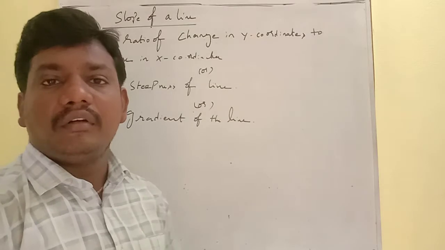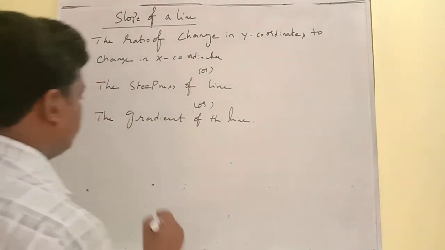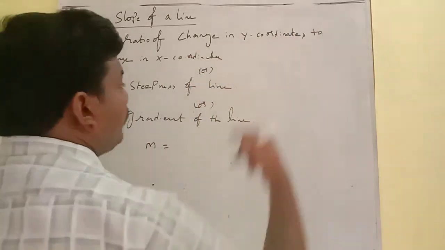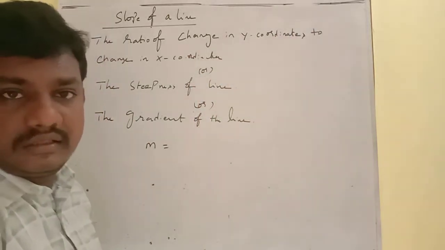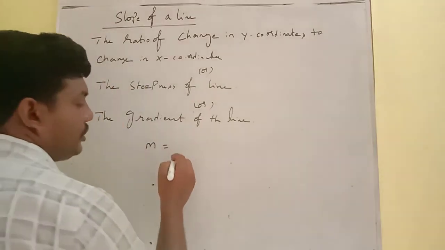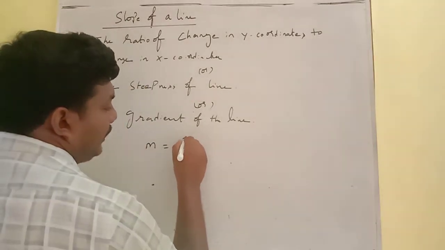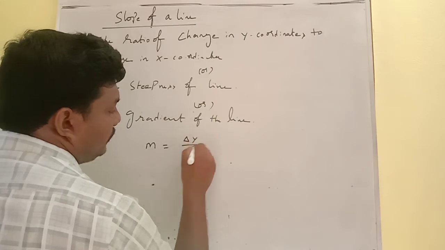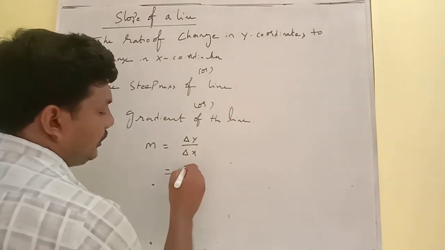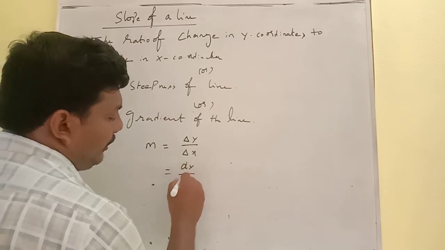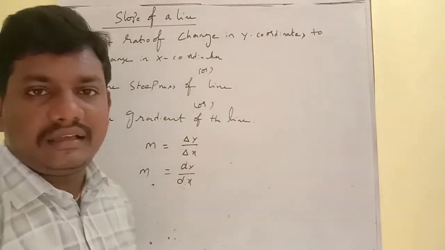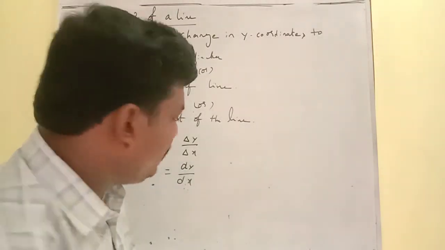Slope can be represented with the letter m. So m is equal to change in y coordinates to change in x coordinates, that is, difference of y coordinates to difference of x coordinates. What is change? You can take it as delta y by delta x. In earlier classes you could take it as dy by dx. Slope m can be represented as dy by dx. dy is nothing but change.